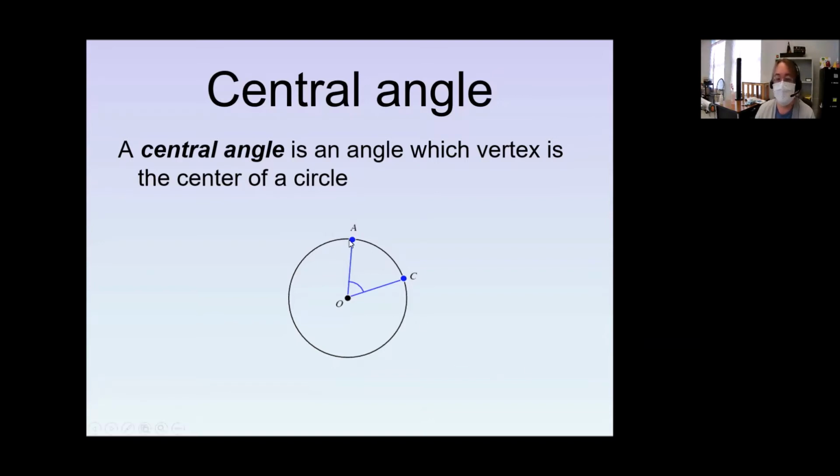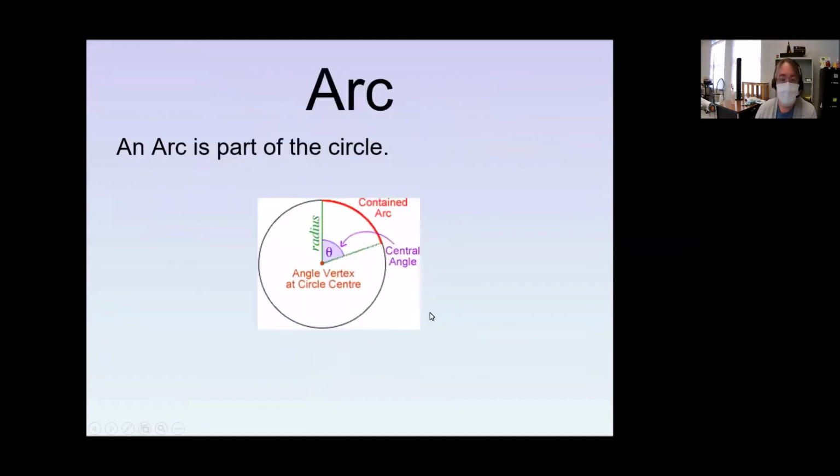So this angle right here, angle AOC, the center of the circle is O, and so this is a central angle. An arc is just a part of a circle. So if you look at this whole picture right here, the red part is the arc that they're talking about. There's another arc that's the part that's not the red part, but for our purposes here, that arc is just a part of the circle.